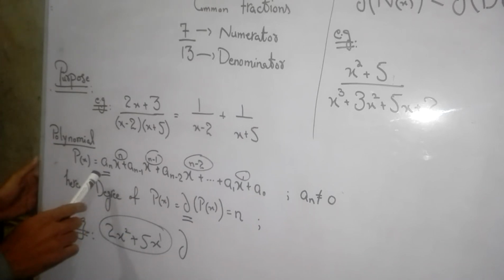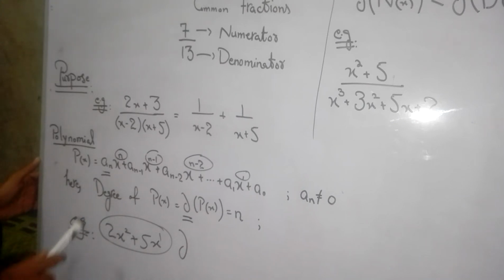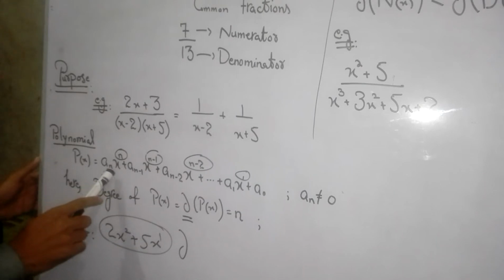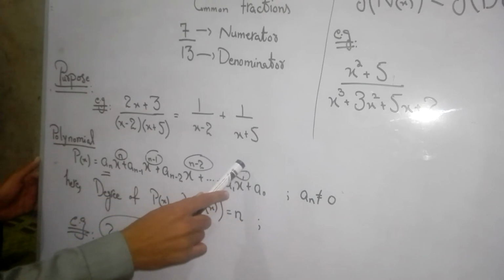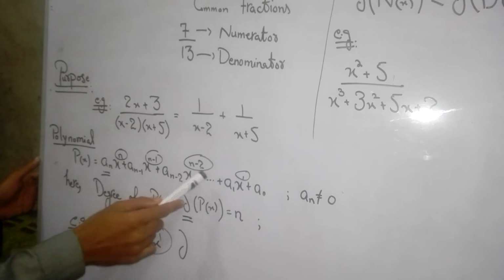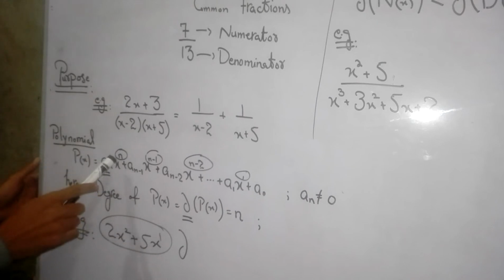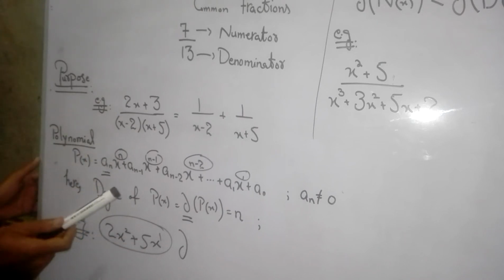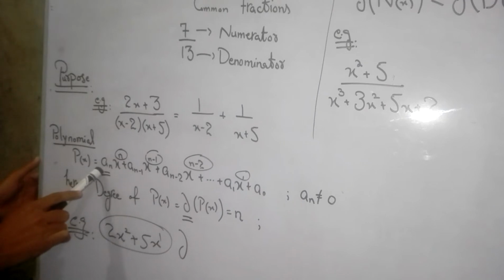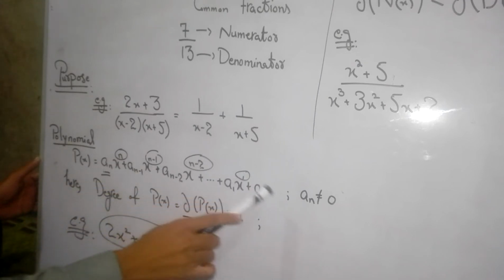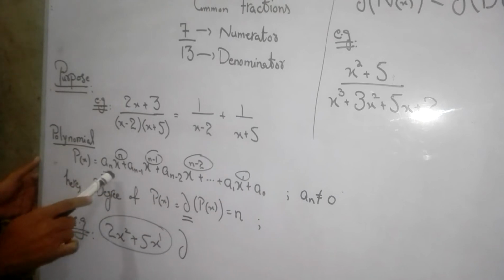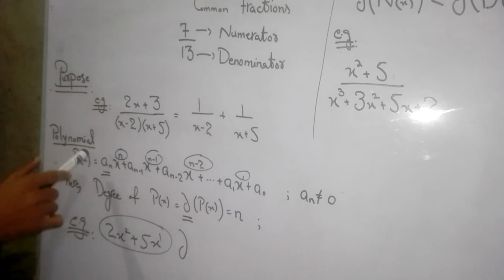Now you can observe here that the x are the variables while the a are the constants. In this equation, the powers go 1, 2, 3, and so on. When you move forward, the powers are n minus 2, n minus 1, and the highest power is n. N is the highest power in this polynomial, provided that a n must not equal 0. If it equals 0, then 0 multiplied by x raised to power n also becomes 0.